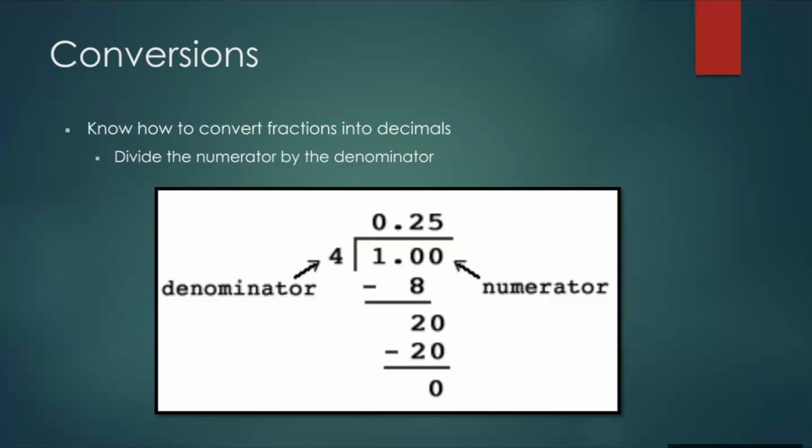Our first step in a problem like this is looking and seeing if the 4, what's on the outside, goes into the first number. We know that 4 does not go into 1. So we put a 0 above that 1. Now, we can put the decimal point right above where the decimal below it is, because we know that's where the decimal has to stay.